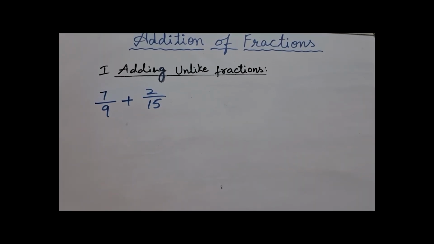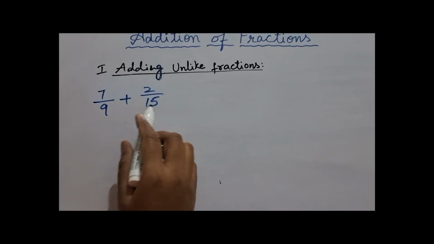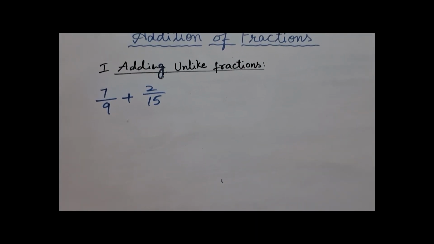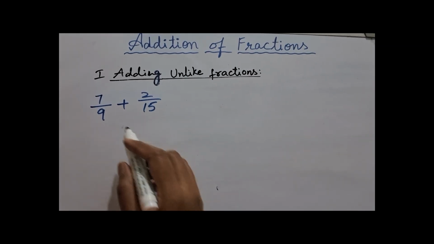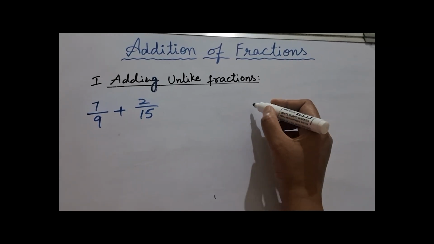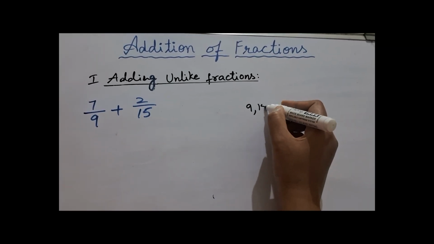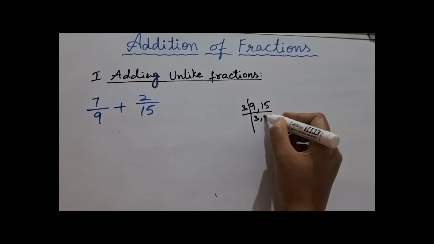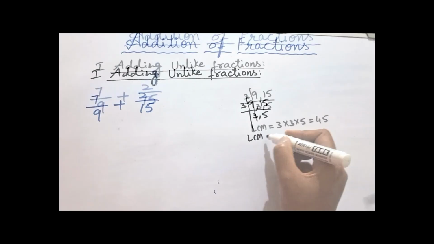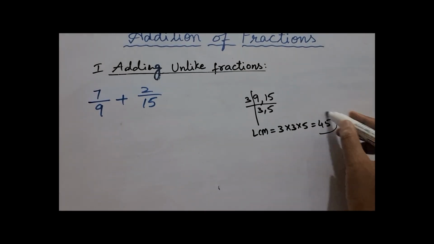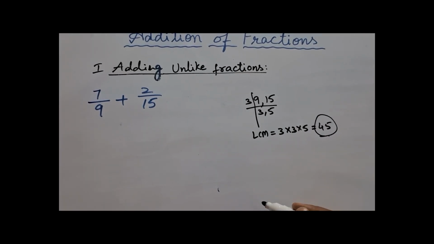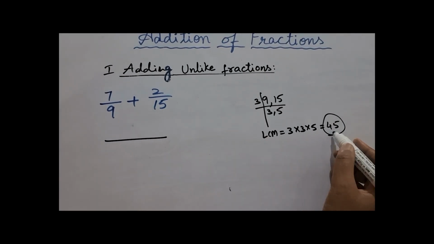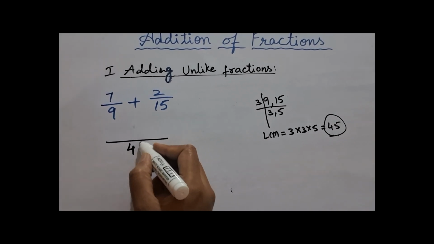Let us take another example children. Addition of these two unlike fractions. So here we need to take the LCM of the denominators. Let us find the LCM of the two denominators. 3 threes are 9, 3 fives are 15. So here the LCM of 9 and 15 we got is 45. So here you put this LCM in the denominator place.